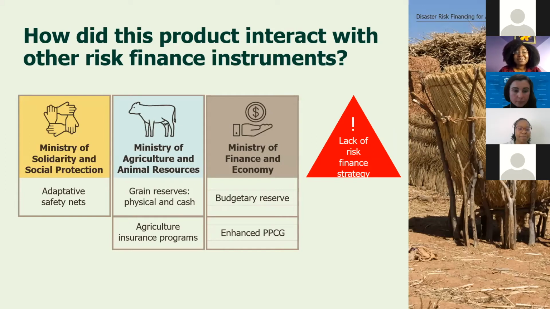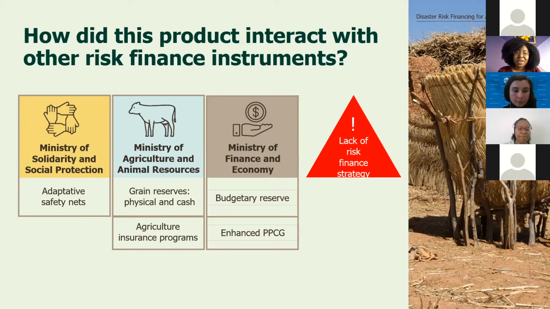Is how this project is interacting with the other risk financing solutions in Burkina. As I mentioned, this is new. We are just starting, exploring the feasibility analysis. We are currently working on the feasibility analysis. But as of now, in terms of risk finance instruments in Burkina, the Ministry of Solidarity has an adaptive safety net.